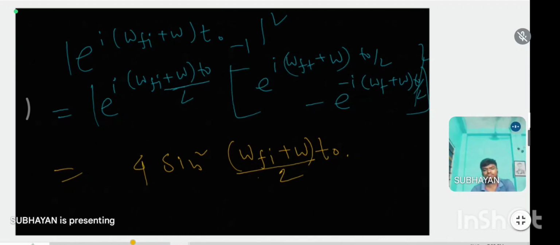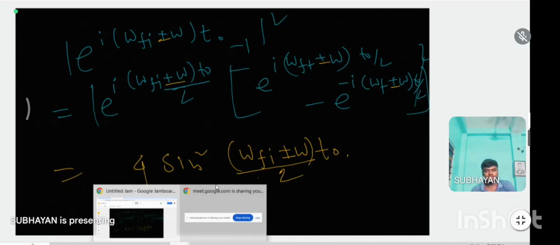So similarly, the minus case also. So this will be plus minus.